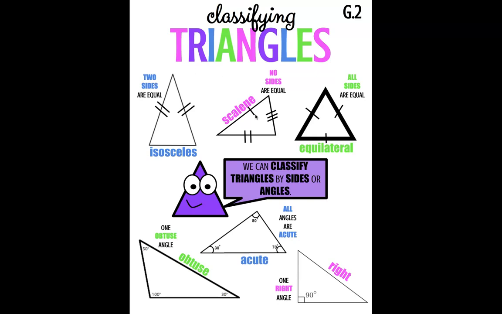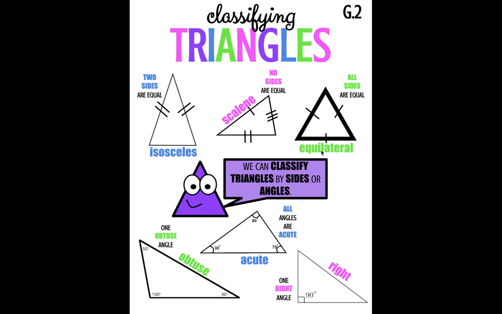Your second type of triangle is a scalene triangle. A scalene triangle means no sides are equal. So you know this because each side has a different number of lines. So this is one length, this is another length, and this is another length. So again, a scalene triangle means no sides are equal.